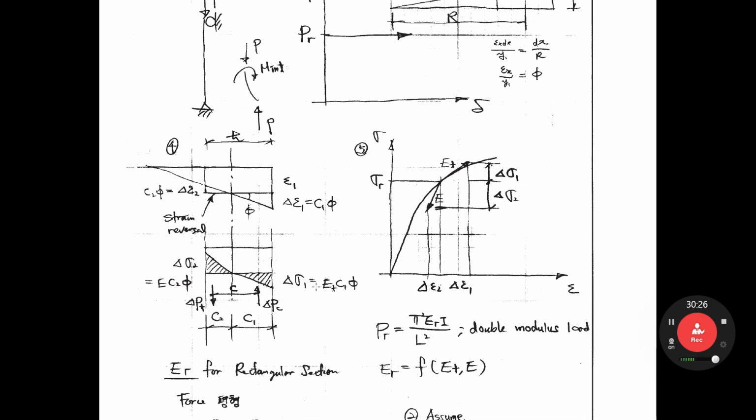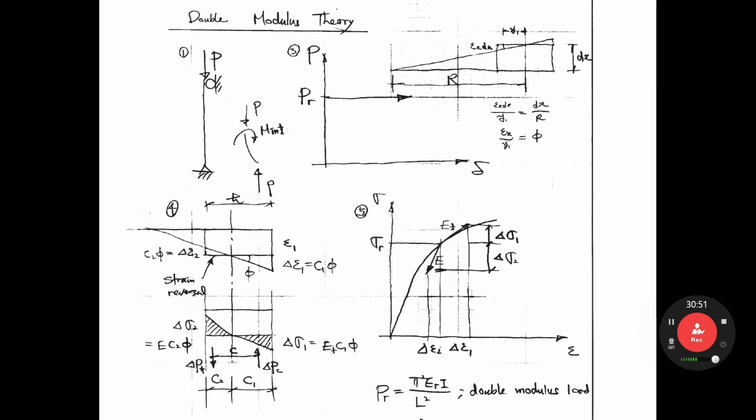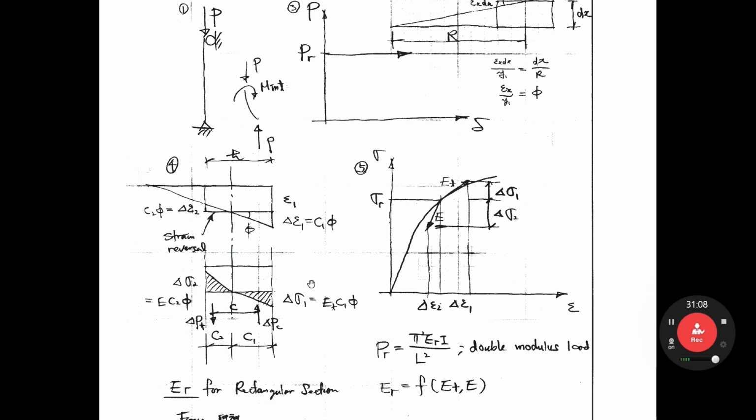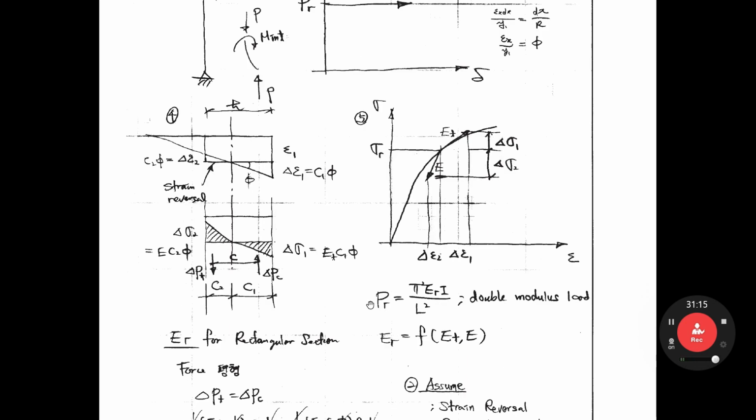Why double? The right hand side governs E_t. The left hand side is E. There are two different moduli, E and E_t. So we call it double modulus theory. Another term is reduced modulus theory. Why reduced? The strain reduced. So we call it reduced modulus theory. It has two different names. So P_R equals pi squared E_R I over S squared. This E_R is the double modulus. This is the double modulus load, the buckling load for an inelastic column.